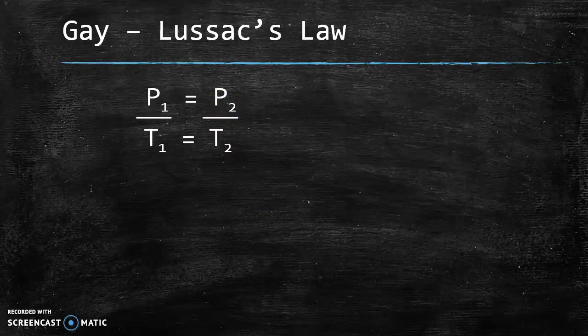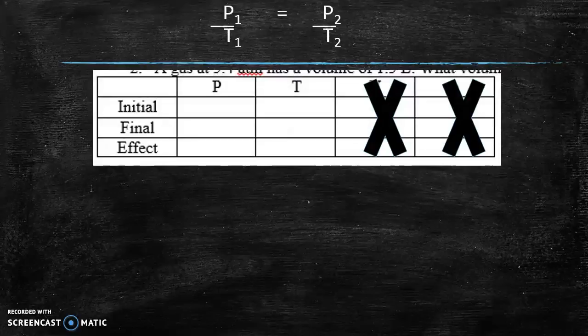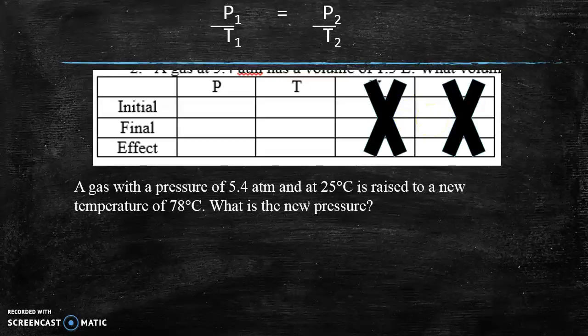So we'll look at a problem from your worksheet. This is problem number 2 in that worksheet packet that you have. When you have your problem set up, we'll have your table, and we're only looking at pressure and temperature, so you cross off the other 2 variables because they're constant, they won't change, so we don't have to consider those.